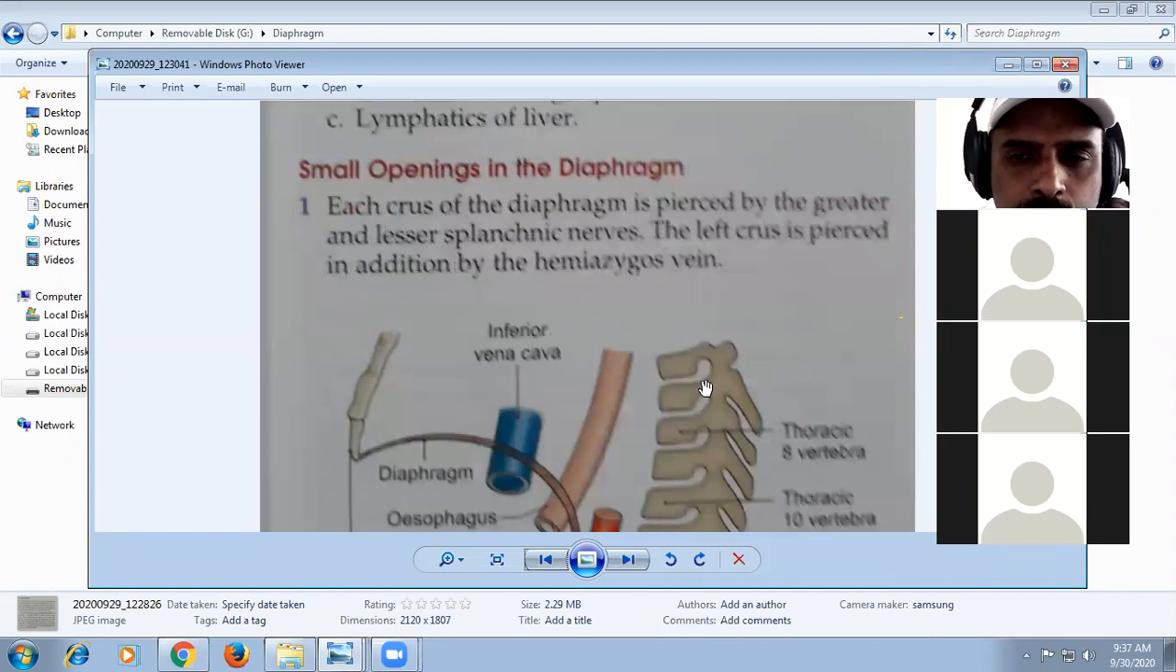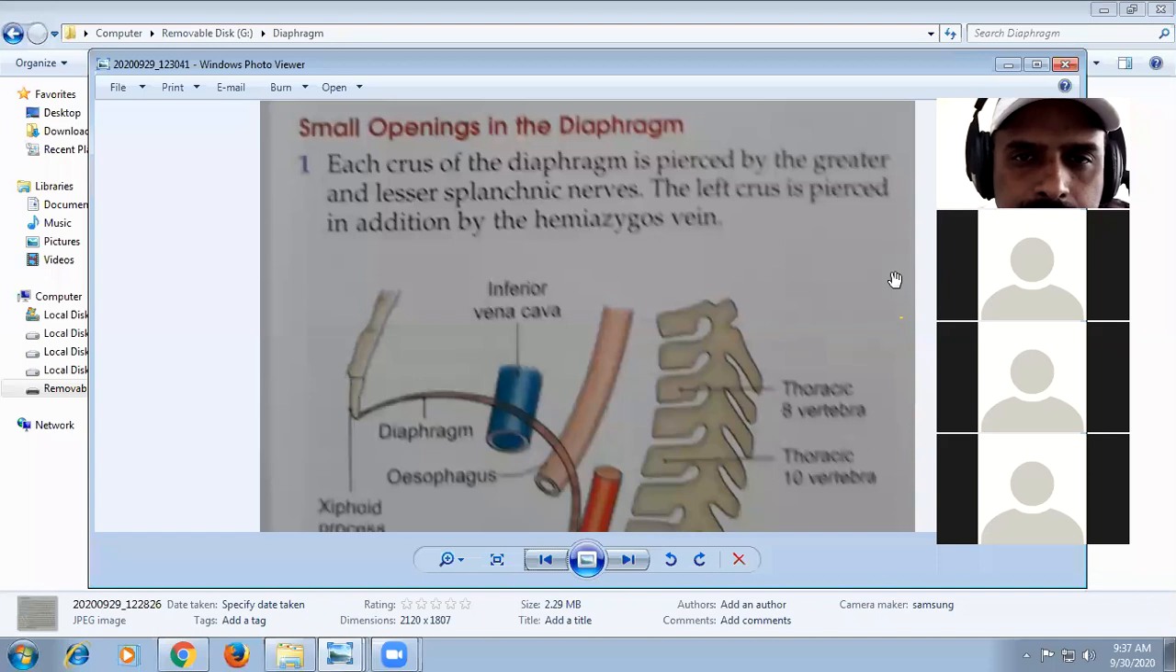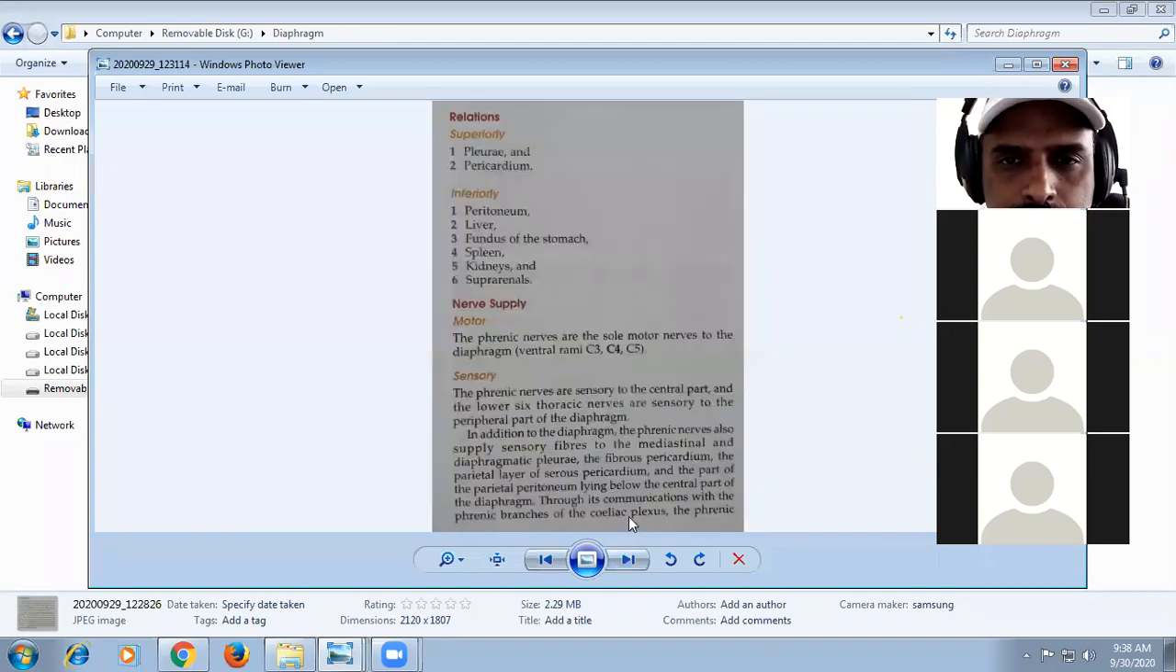Other few small openings you can see in the diaphragm, that is the crus of the diaphragm. It is pierced by the greater and lesser splanchnic nerves. And the left crus is pierced, in addition, by the hemiazygous vein. You know the azygous, accessory hemiazygous. So the left crus is pierced by the hemiazygous vein.